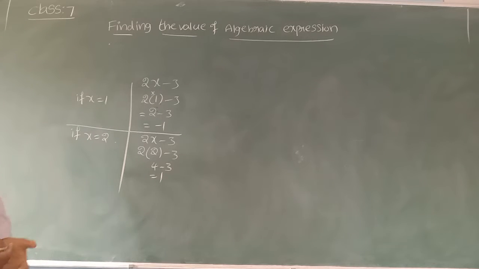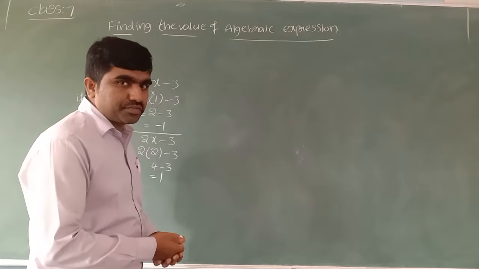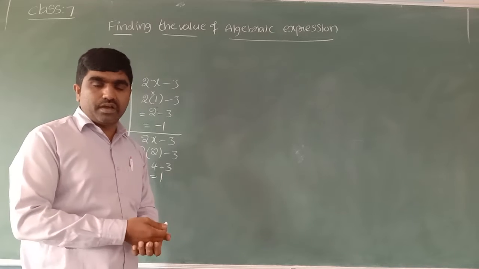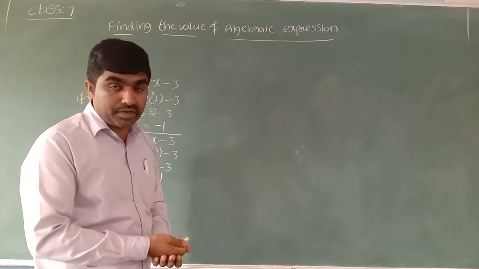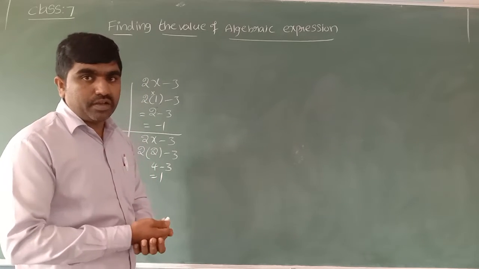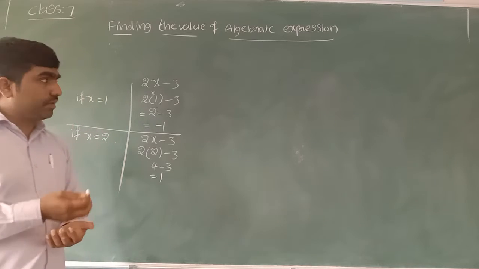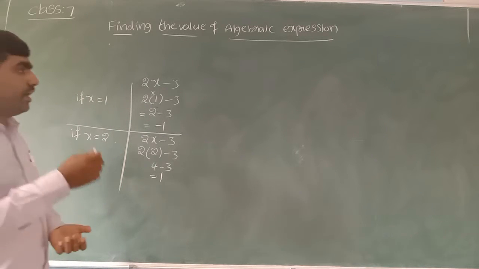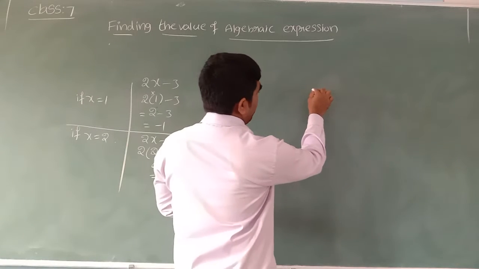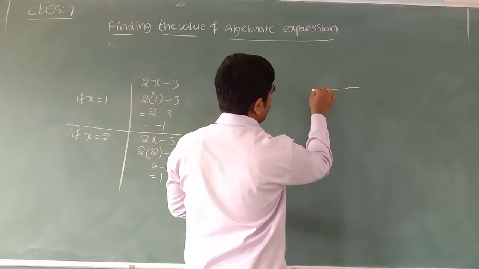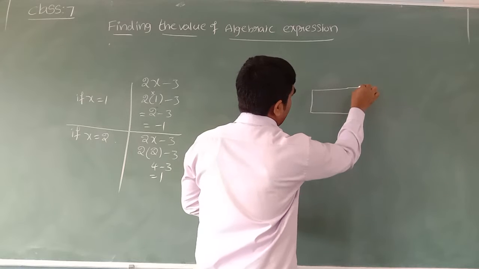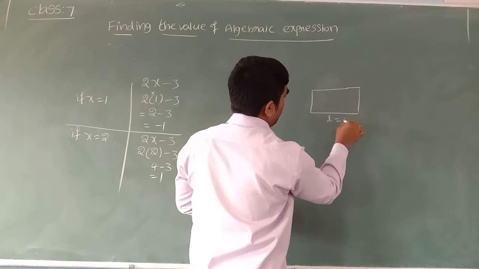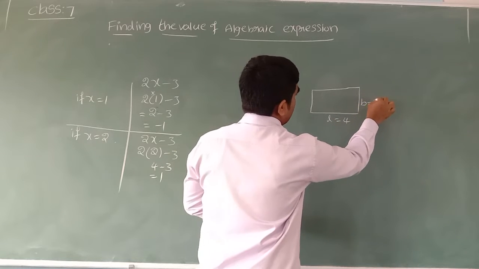Sir, where do we use finding the value of an expression? We learned how to find the area of a square, perimeter of a square, area of a rectangle, perimeter of a rectangle. In those formulas we will use the concept of finding the value of an expression. Let's see an example. Let me take one rectangle whose length is equal to 4 and breadth is equal to 3.